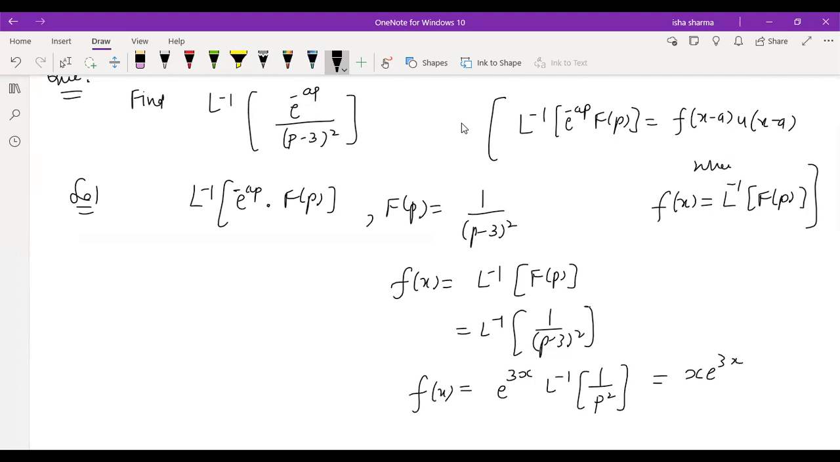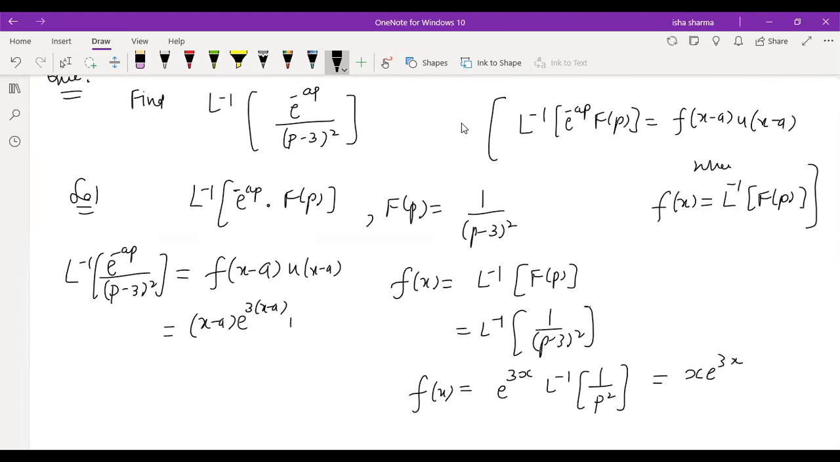So according to the second shifting property, this Laplace inverse is going to be f(x minus a). अब यहाँ पे a क्या है? वो a तो हमें गिवन नहीं है, a की कुछ स्पेसिफिक वैल्यू भी हो सकती थी, but here it's not there, so it's just f(x minus a) into u(x minus a). Now you know f(x) is x e raised to power 3x. So f(x minus a) will be (x minus a) e raised to power 3(x minus a) into u(x minus a), and that is the answer.